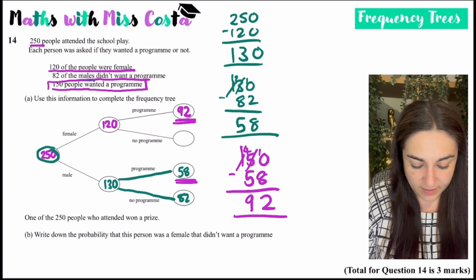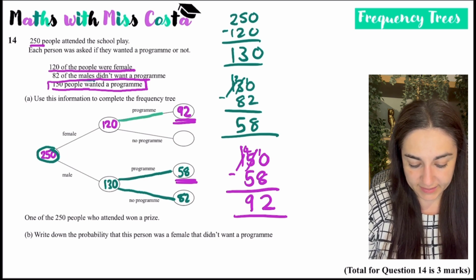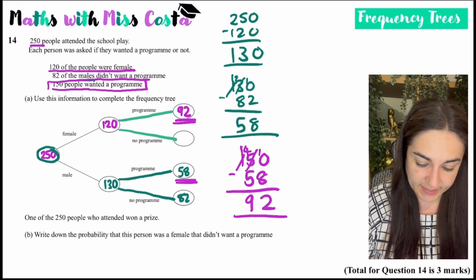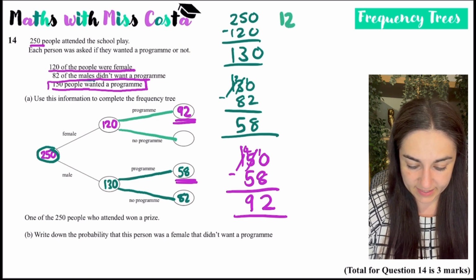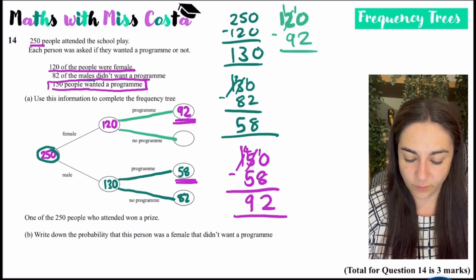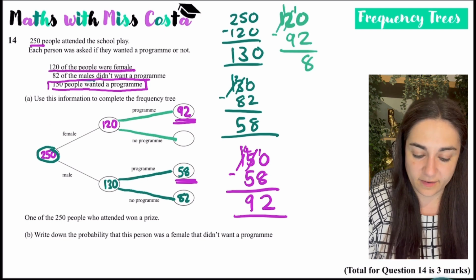And I know that these two branches need to add up to 120. So what I'd do is 120 take away 92. 0 take 2 I can't do, so carry the 1, that would be 8. Again, I can't, so I carry.